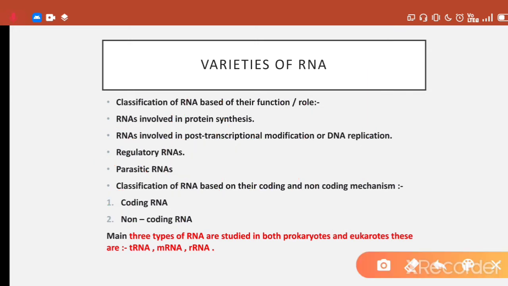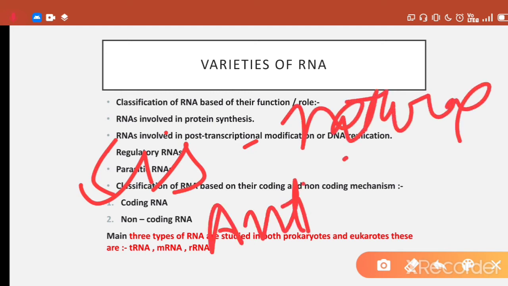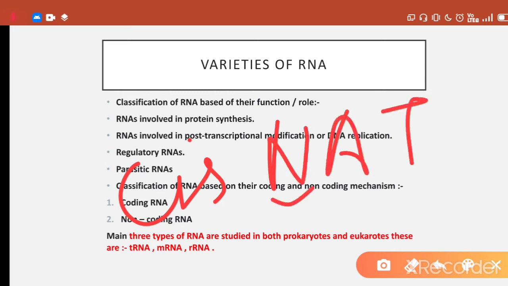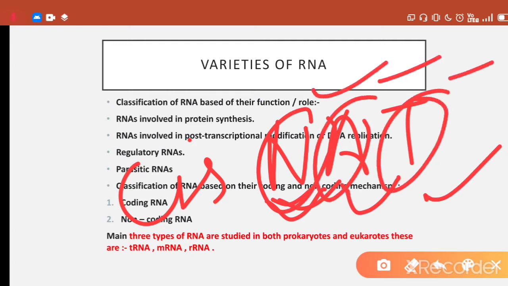Then another example of regulatory RNA is cis-natural antisense transcript. Cis-natural antisense transcript, we could write them like cis-NAT. N stands for natural, A stands for antisense, T stands for transcript. So they play a role in gene regulation.